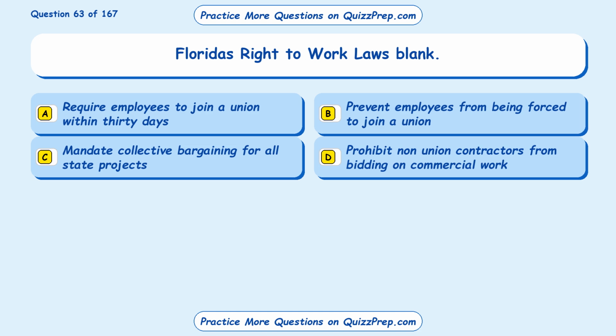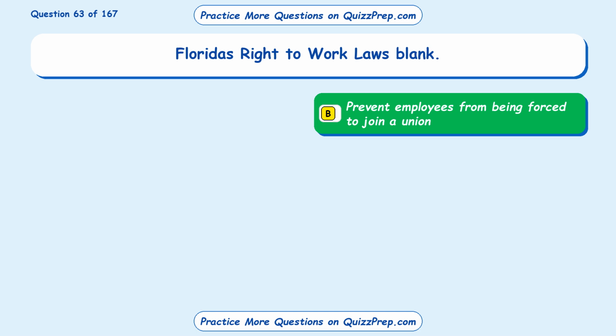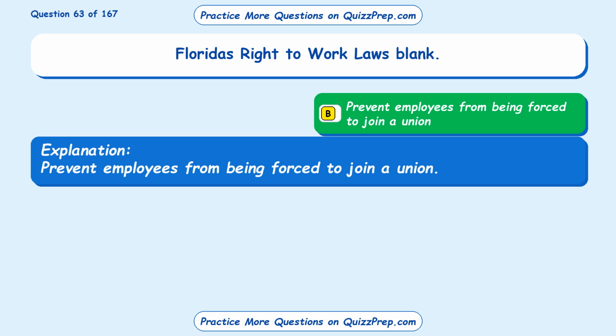Question 63. Florida's right to work laws blank. Option A, require employees to join a union within 30 days. Option B, prevent employees from being forced to join a union. Option C, mandate collective bargaining for all state projects. Option D, prohibit non-union contractors from bidding on commercial work. The correct answer is option B, prevent employees from being forced to join a union. Prevent employees from being forced to join a union.